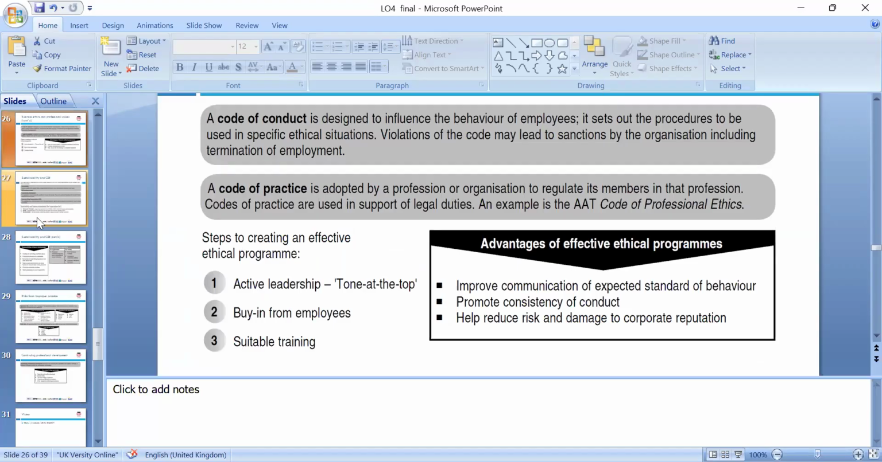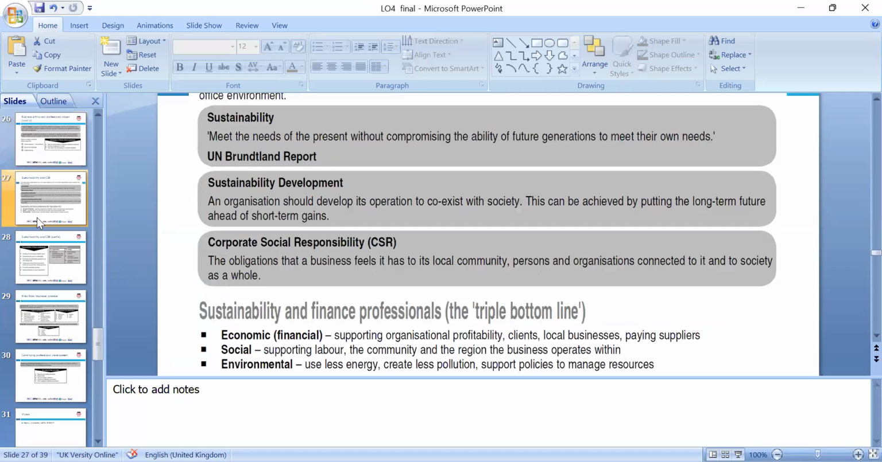Code of conduct: of course, it influences the behavior of employees, and the set procedures need to be specifically in place. Of course, companies that have these will increase their reputation. Conflict of interest and suitable training we need to look around in light of this.